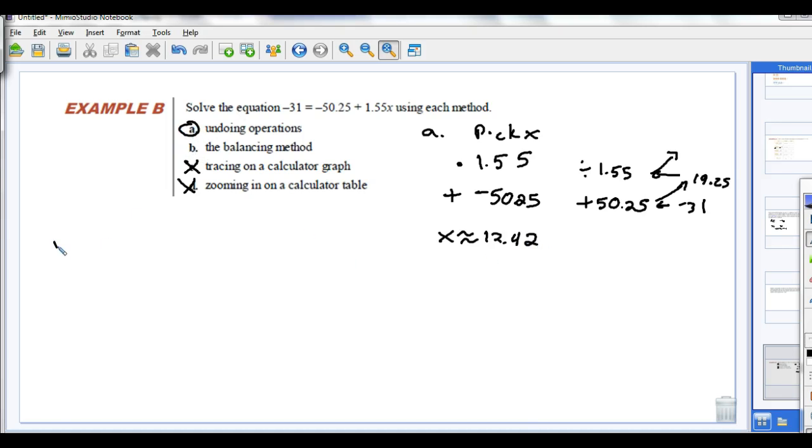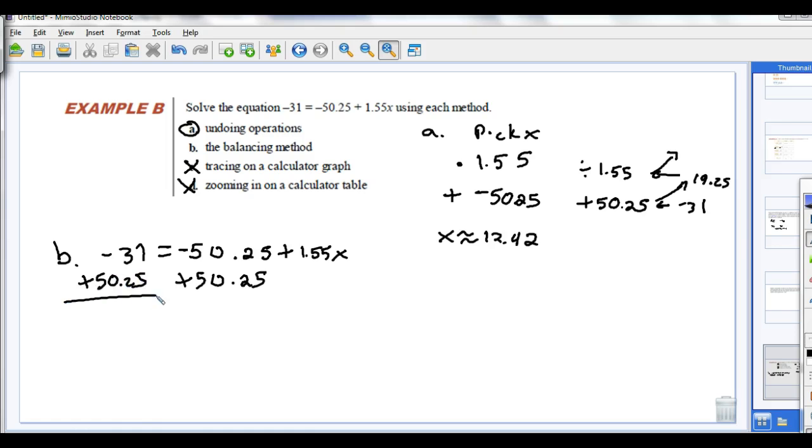Now let's do the balance method, part B. So we have negative 31 equals negative 50.25 plus 1.55x. So what we want to do is balance this out. So I want to undo this, the negative 50.25, by adding 50.25 to both sides. I'm going to add 50.25 to both sides. And we end up with 1.55x, right? These should cancel out and be 0, equals, and negative 31 plus 50.25 is 19.25.